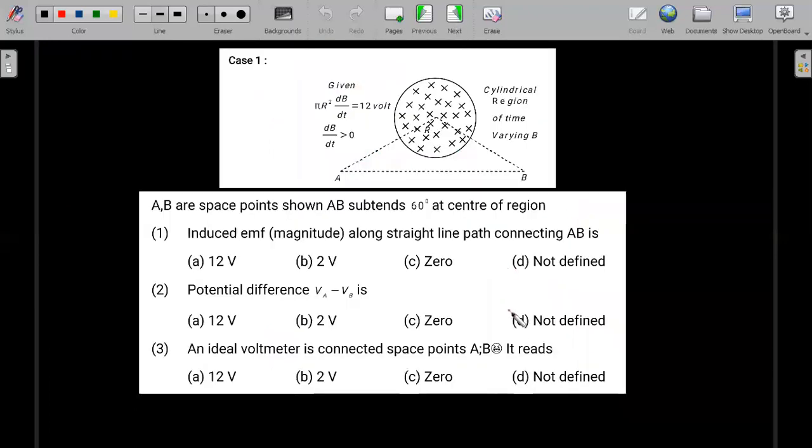So this is the passage. We'll go one by one. The region is such that the AB line subtends an angle of 60 degrees at the center, but the AB is outside. So this point is an outside point. First, let's go to case one, which I'll do elaborately, and then we'll quickly go through the rest.